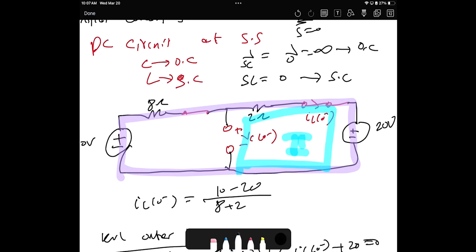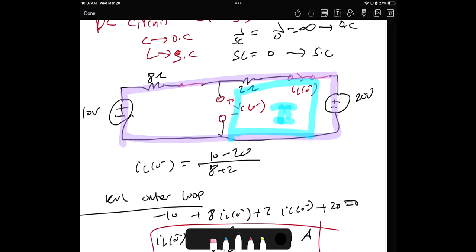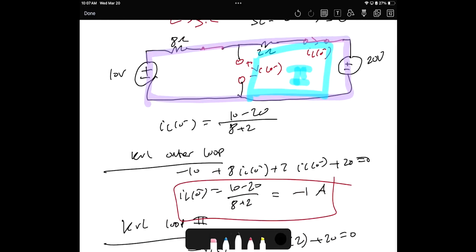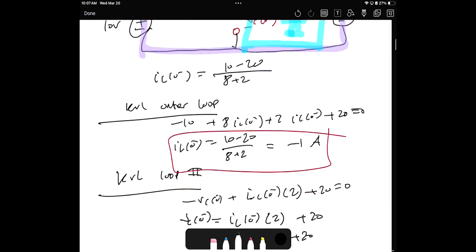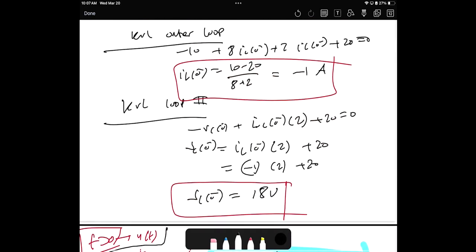Then how to calculate this? We can find the current by doing the KVL at the outer loop. We already found this last lecture. Then how to find VC of 0, the voltage at the capacitor terminals? Basically by doing KVL on loop 2, then we can calculate this. So far, we calculated the initial conditions, step number 1 done.